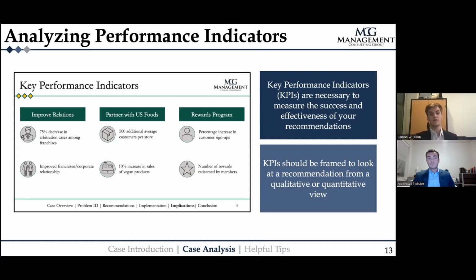Now, in the instance of Subway, in the improved relations recommendation and problem, we would look to see a 75% decrease in arbitration cases among franchises, because that is one of the big problems that they were facing. So a KPI here would be, has this been met by a certain timeline? And you want to do this for all of your recommendations and frame them to look at a recommendation from a qualitative or quantitative view.